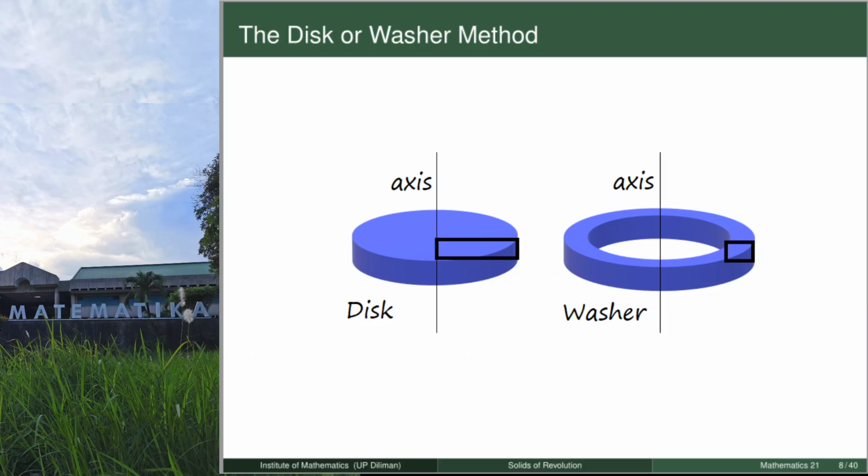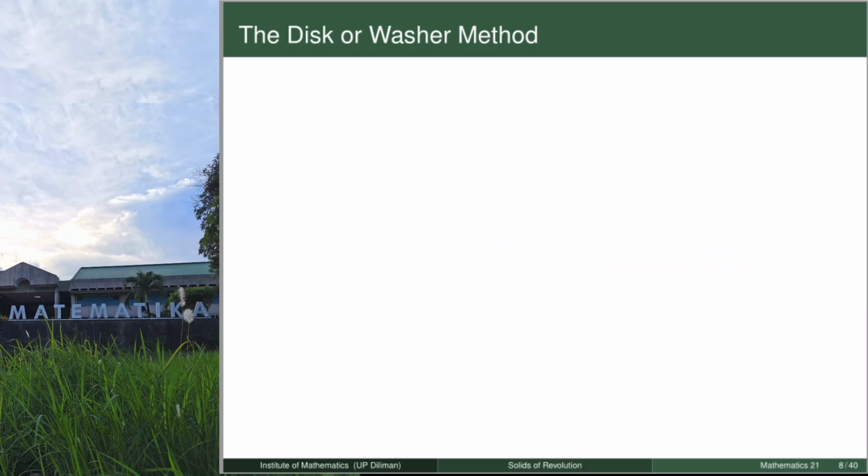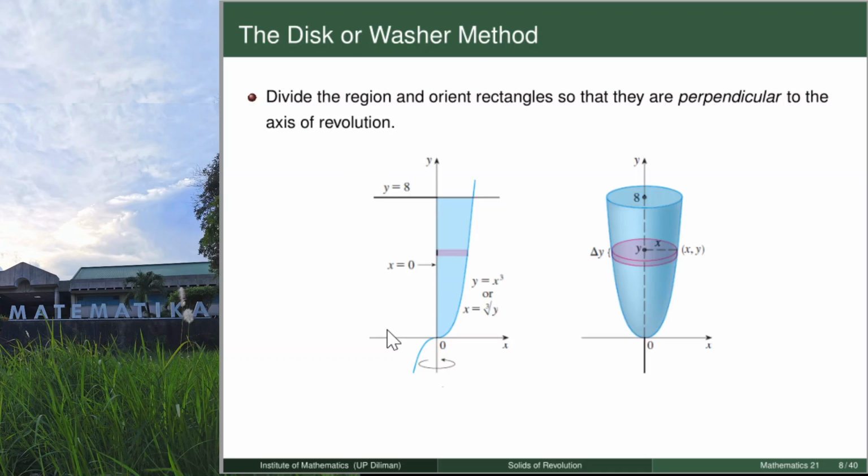So our question now is, is there an easy way to know if we will have a disk or a washer whenever we have these rectangles? The answer is yes, there's a way, and it's actually easy.